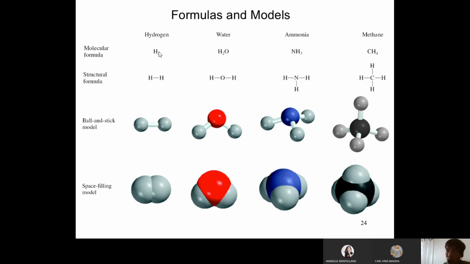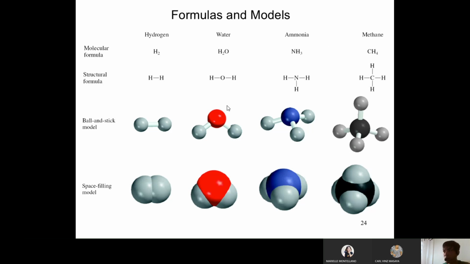For example, H2, meaning may dalawang hydrogen. Water, may dalawang hydrogen, isang oxygen. Ammonia, may isang nitrogen, may tatlong hydrogen. And methane, we will have 1 carbon and 4 hydrogens. So that's one way of representing our molecules by using molecular formula. This gives us an idea of the total number of atoms in our molecule.